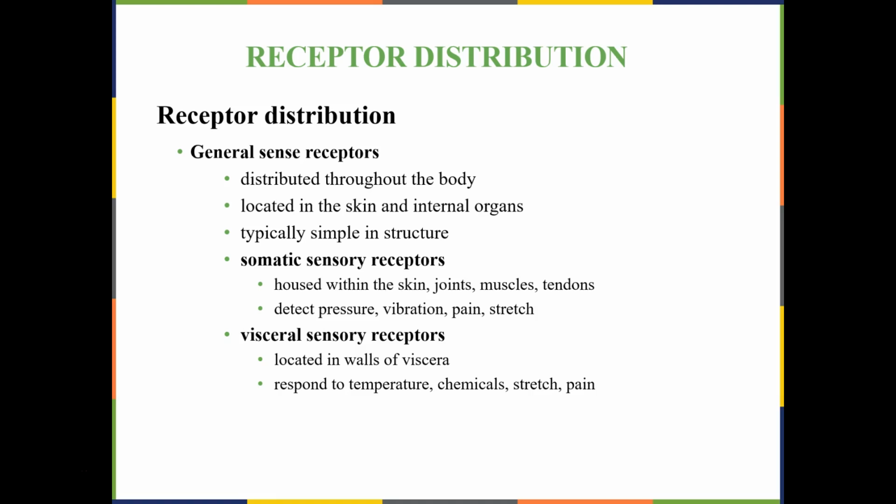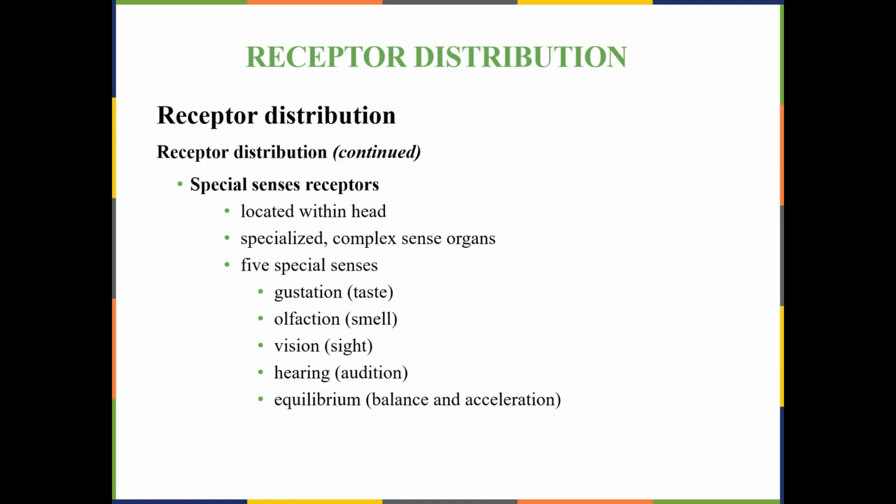Somatic sensory receptors are general receptors found in the skin, joints, and muscles. And their function is to detect pain, stretch, vibrations. You have temperature, so lots of different little things. We have visceral receptors located in the walls of our organs, cardiovascular, thoracic cavity, and the abdominal cavities, stomach, stuff like that. And they respond again to temperature, chemical, stretch, different things like that, and send signals.